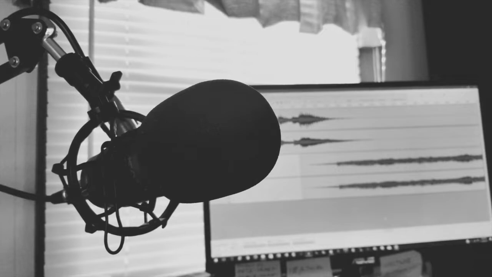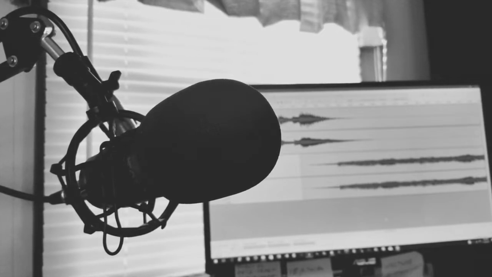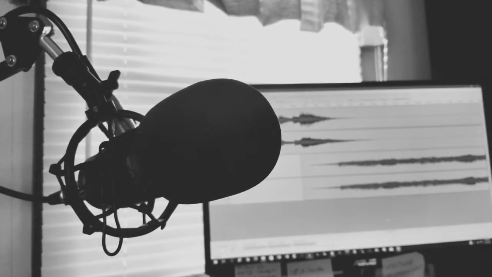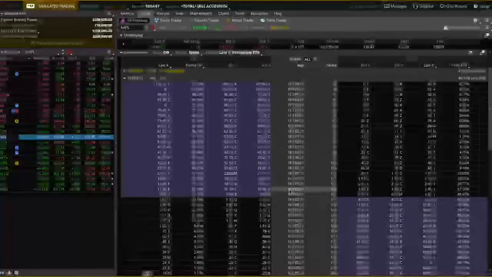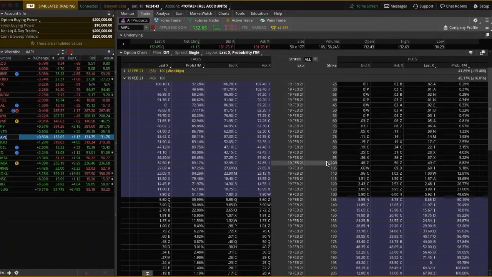Just bear in mind that one contract is equivalent to 100 shares. The final step of this process is to sell the option and collect the premium. So now that we've discussed all those points, let's jump directly to the trading platform so we can see it in action.